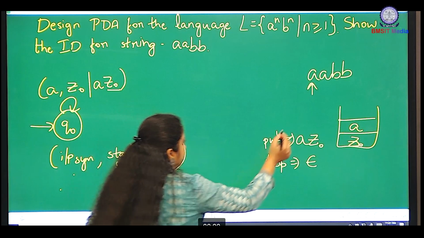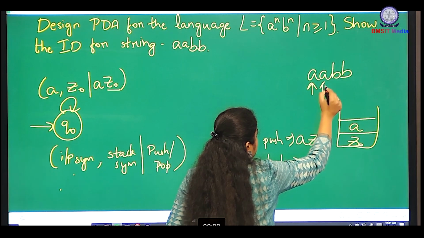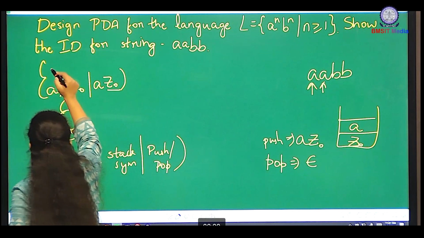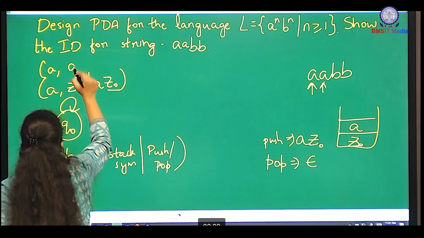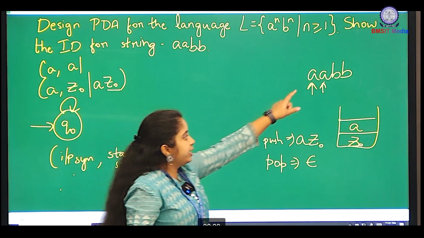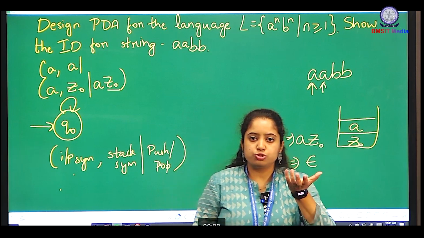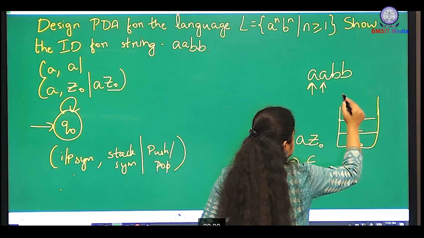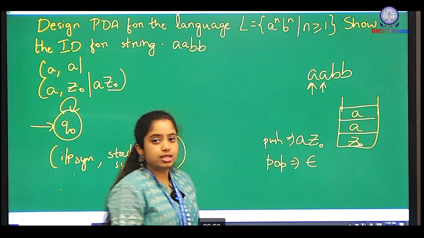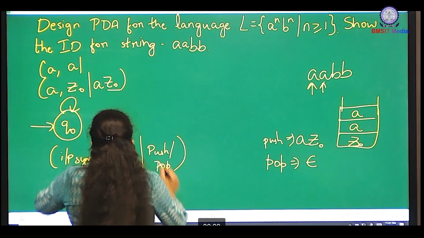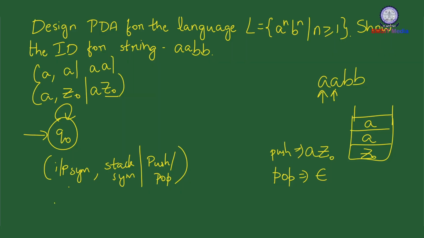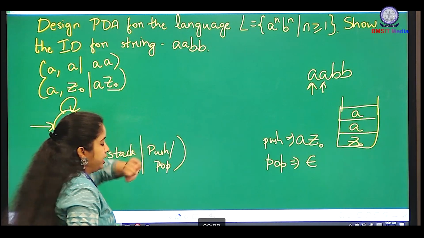Again, after reading one A, you are reading one more A, and what is there in the stack? A is on the stack. What do you do? You again push A's. However many A's you read, you need to push them into the stack. A is the current stack symbol, and A should be pushed to the stack. So this is how you represent A.